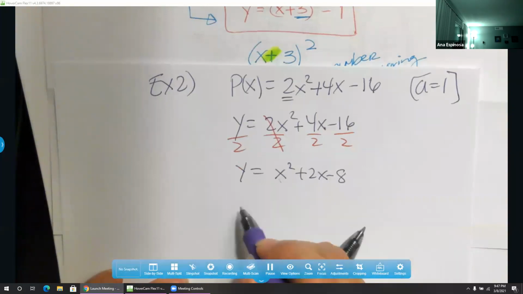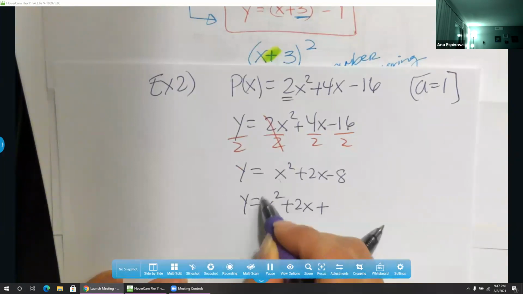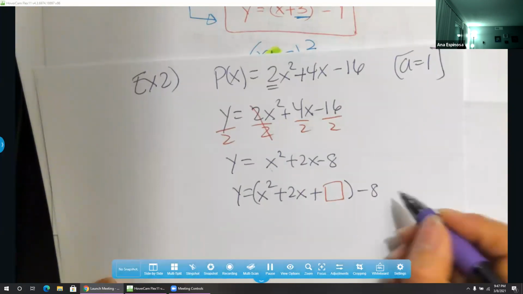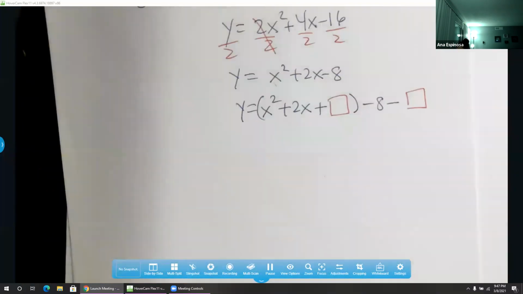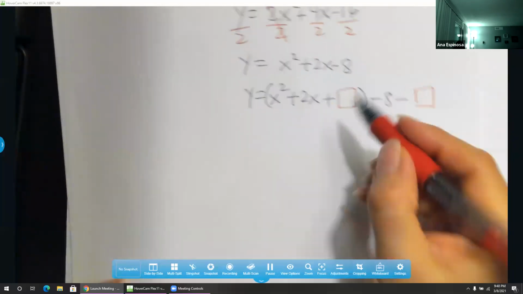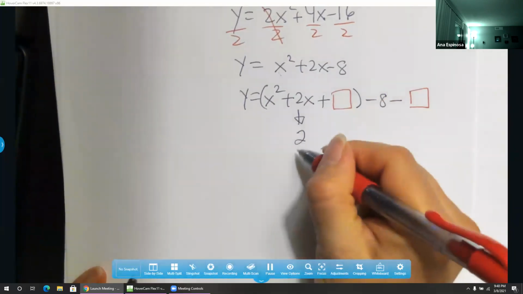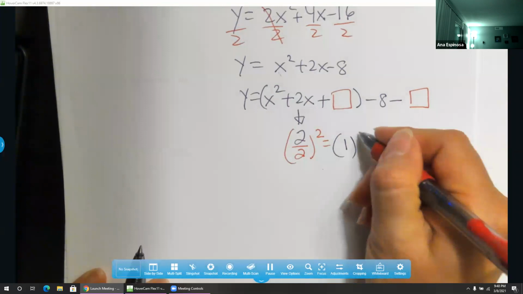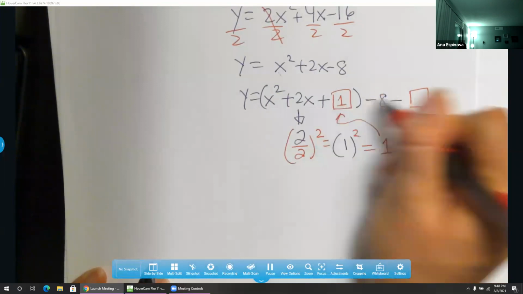So I am going to say, you know what, -8, you are useless to me right now. If I add a box, I'm going to have to subtract the box. This number right here is going to be the number in the middle. You're going to cut it in half and square it. It's going to give me 1 squared. My answer is 1. That goes in here and here.